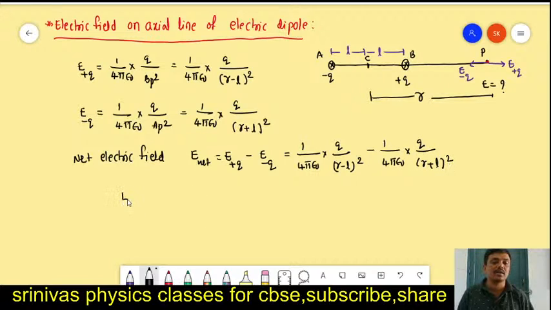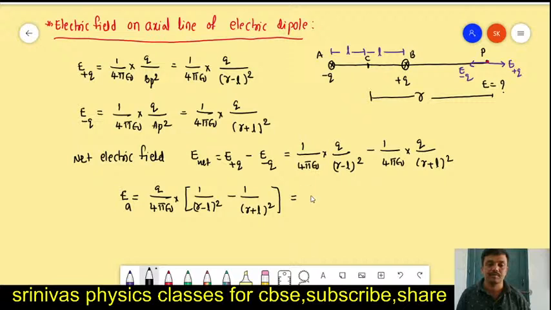And here we can common the net electric field intensity on the axial line. That's why we are writing E suffix A. We can common the Q by 4 pi epsilon naught and simplify it, and then we will get 1 by (R minus L) whole square minus 1 by (R plus L) whole square. And now you simplify this after LCM, then we will get like this. That is 2 by 4 pi epsilon naught into, after simplification, 4RL by (R square minus L square) whole square, after LCM and simplification.